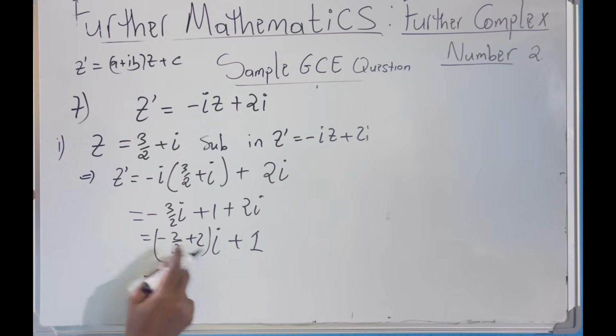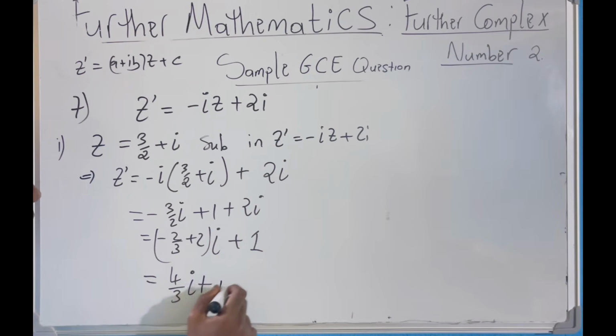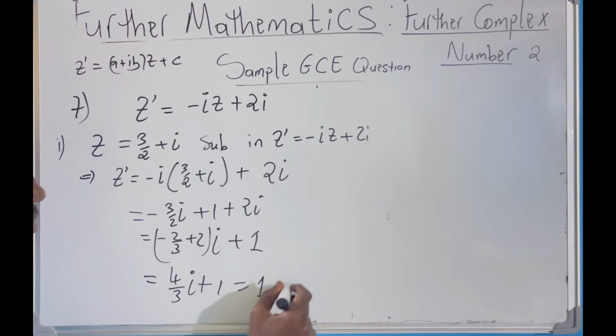Now the LCM here is 2. I will have negative 3 plus 4, which gives 1 over 2 i, plus 1. So it is 1 plus 1 over 2 i. This is the image, as simple as that.